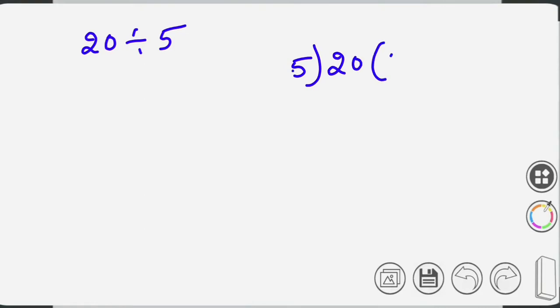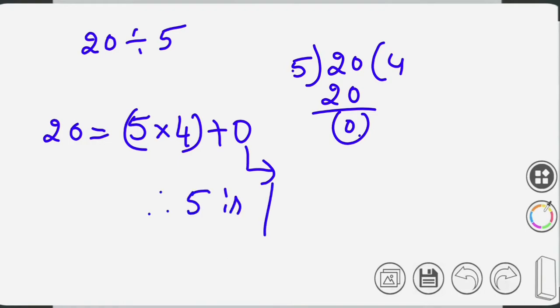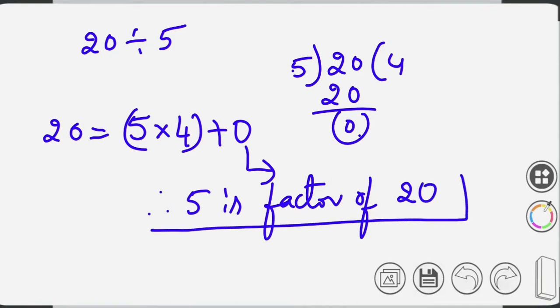For example, take another case, 20 divided by 5. We know that 5 fours are 20. Here also the remainder is 0. So this 20 can be written as the divisor 5 into quotient 4 plus 0. When the remainder is 0, the number 5 is a factor of the dividend 20. So like this we can write.